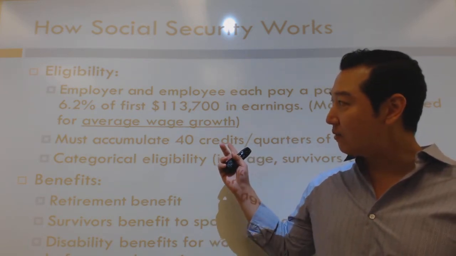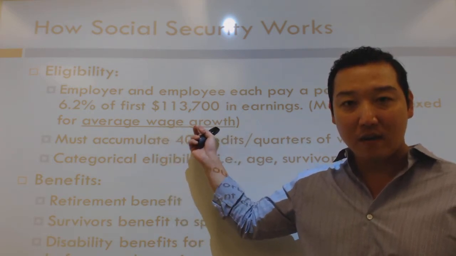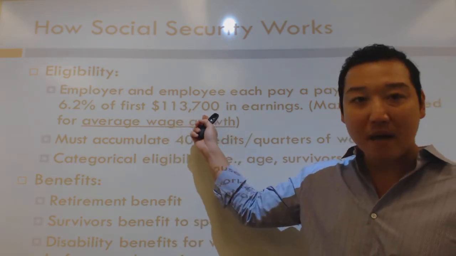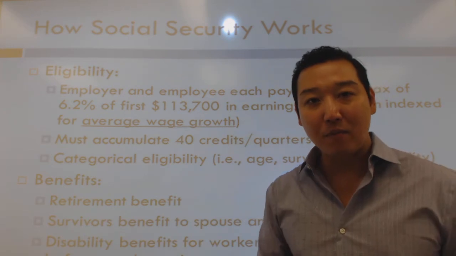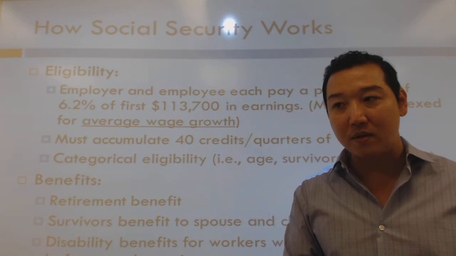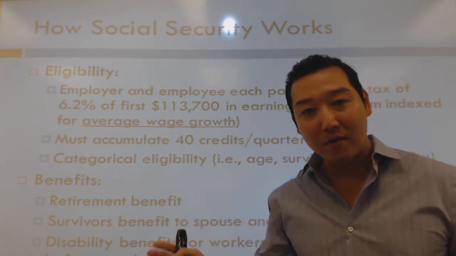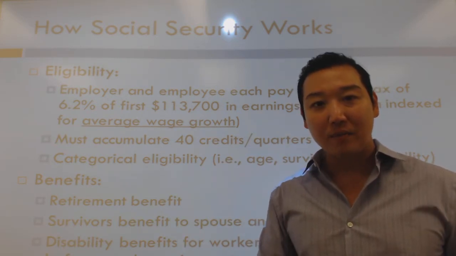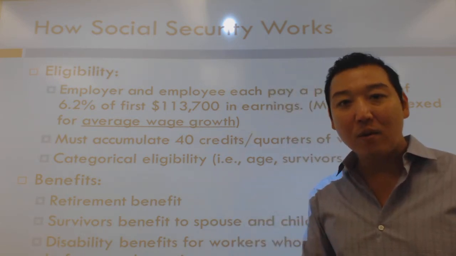I note here that this should be corrected. It says here $113,700. That was for 2013, but for 2014, this capped amount is actually $117,000. So you pay 6.2% up to that amount, and your business also pays 6.2% up to that amount. And if you've had those taxes taken out of your paycheck for 40 credits worth of credit for the program, then you qualify for Social Security.